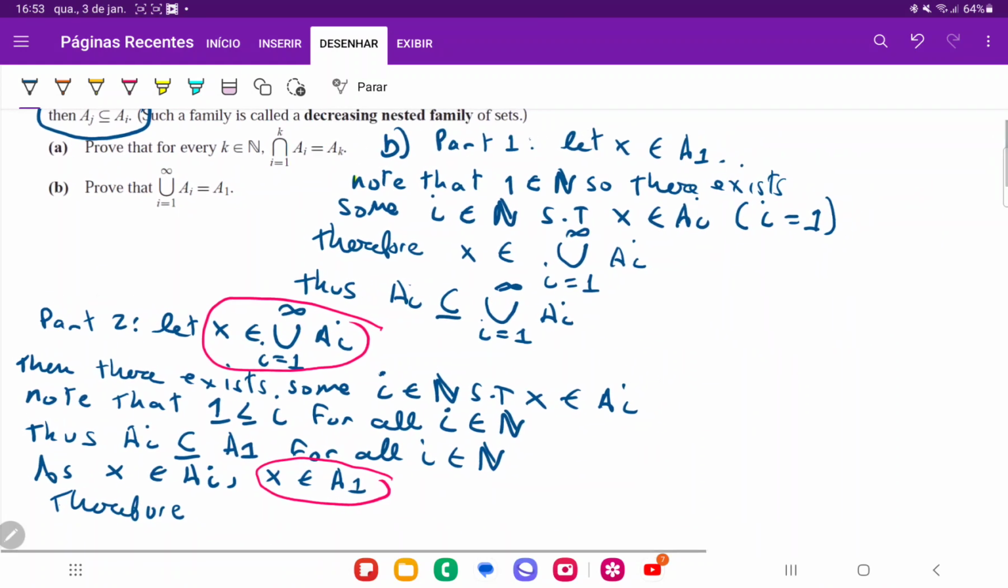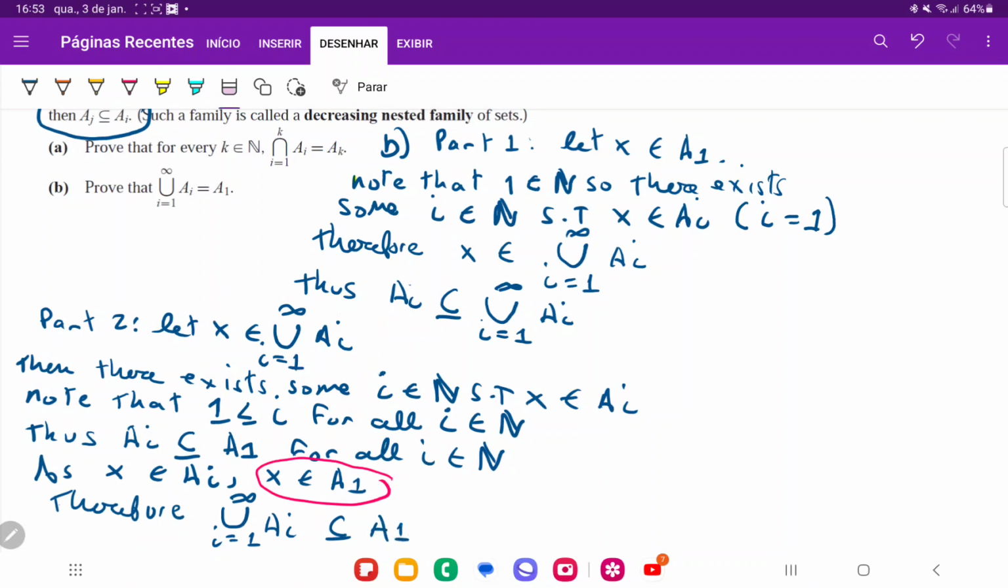maybe let me zoom that out. Therefore, the union from I equal to 1 to infinity of a sub I is a subset of a sub 1. So we have shown here a double inclusion, right? We have shown that, oops, and I wrote this wrong. This should have been a sub 1 here. So we have shown that a sub 1 is a subset of the union, and we have shown that the union is a subset of a sub 1.